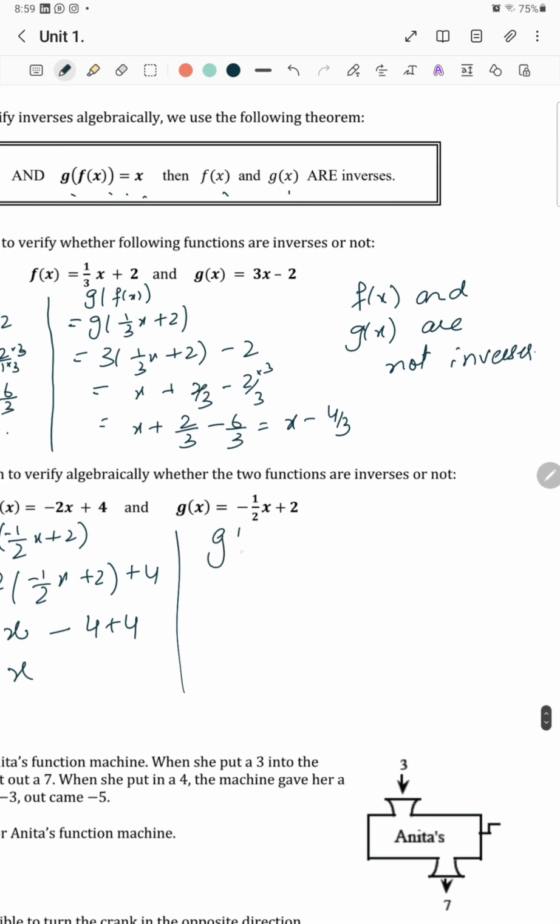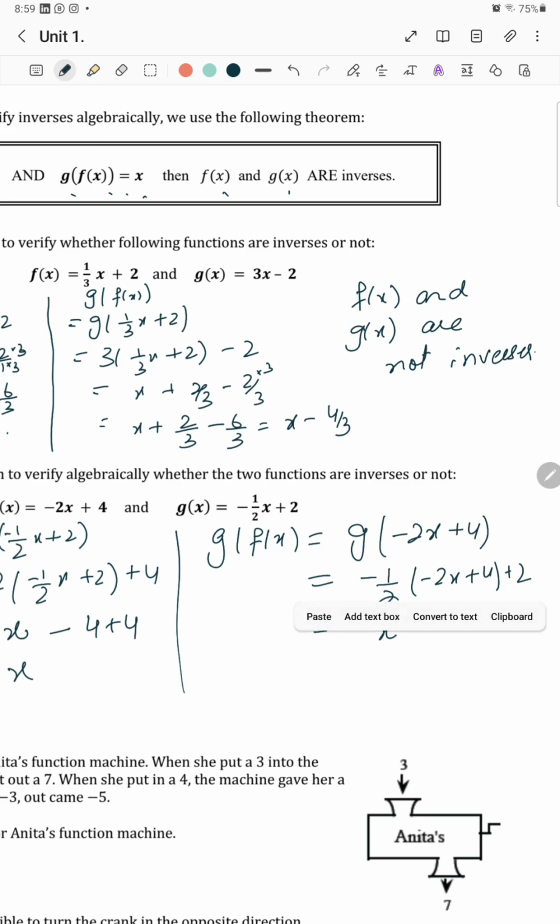So now g(f(x)), g(-2x + 4), and g of x is equal to -1/2 x + 2, x minus 2 plus 2, which is equal to x. So here f(x) and g(x) are inverses.